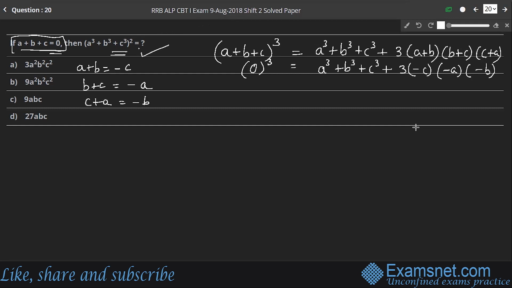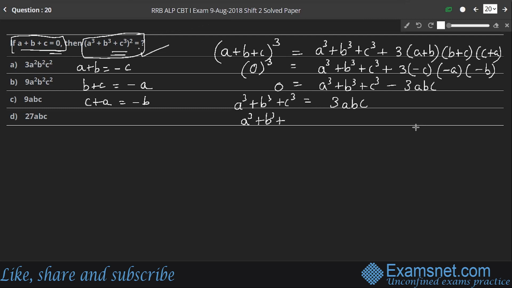Therefore, a cube plus b cube plus c cube, minus into minus into minus, it becomes minus 3abc is equal to 0. Therefore, a cube plus b cube plus c cube is equal to plus 3abc. Here the question is a cube plus b cube plus c cube, the whole square. So square it. So a cube plus b cube plus c cube, the whole square is equal to 3abc, the whole square, which is, 3 square is 9, a square, b square into c square. Therefore, option B is the right answer, 9a square b square c square.